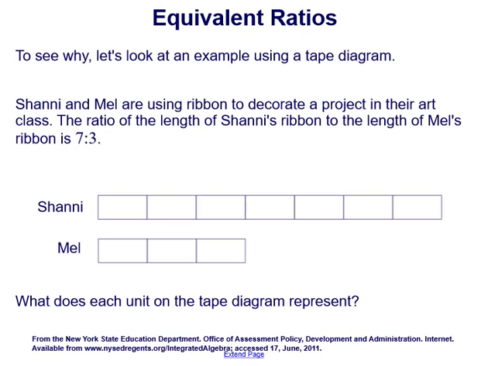To see why, let's look at an example using a tape diagram. Shani and Mel are using ribbon to decorate a project in their art class. The ratio of the length of Shani's ribbon to the length of Mel's ribbon is 7 to 3. So here we can see that in the tape diagram below.